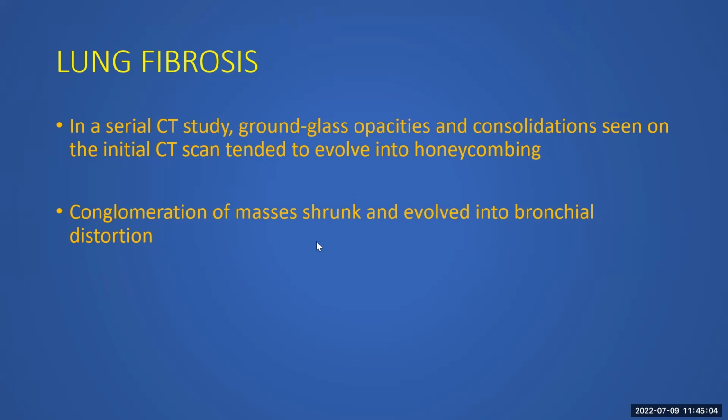And conglomeration of masses, we said these areas of consolidations which can appear mass-like, finally, they coalesce together, and that causes bronchial distortions and finally leads to fibrosis. That's the disease progression in sarcoidosis which leads to lung fibrosis.